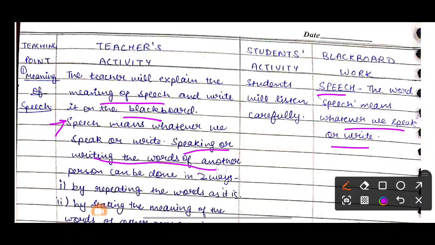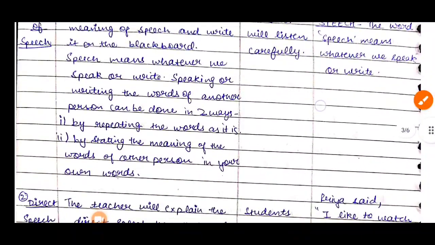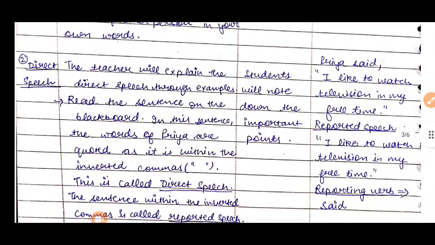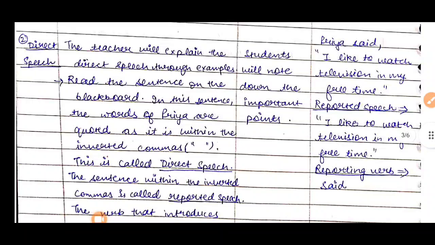Speaking or writing the words of another person can be done in two ways. Now we will explain them. First is by repeating the words as they are. Second, by stating the meaning of the words of the other person in your own words. And what will students do? Students will listen carefully.